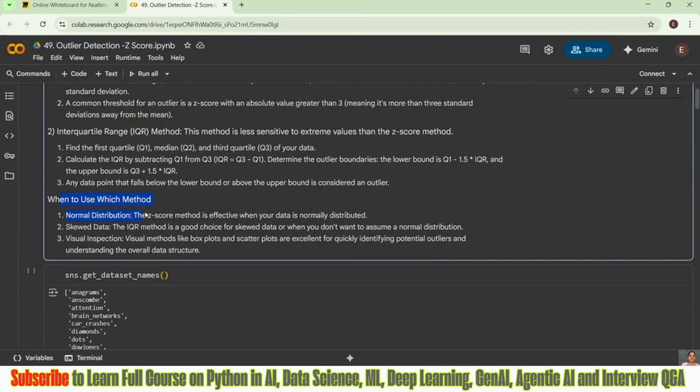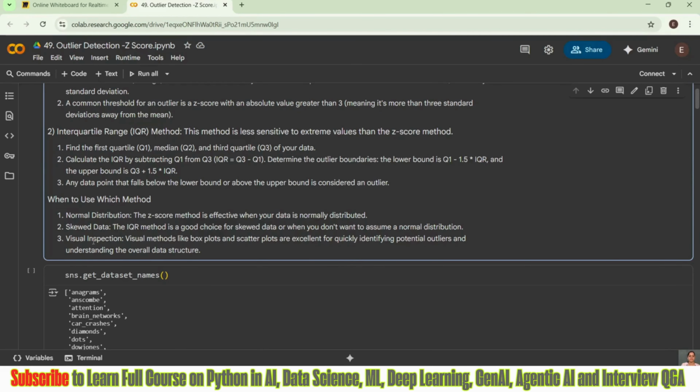Then when to use which method? We understood these two techniques. If you are following a normal distribution, then Z-score is the best method, and that is the mostly used method. If you have smaller or medium datasets, you can take your box plot. Box plot is very good at detecting outliers, because if any points are falling above your IQR or the whisker tail, that is going to be considered an anomaly or outlier.